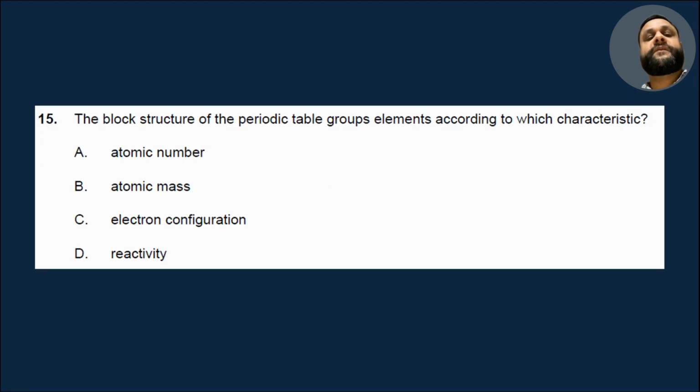The block structure of the periodic table groups elements according to which characteristic? The periodic table is split into different blocks, s, p, d, and f blocks, based on electron configuration. Hence C is the correct answer.